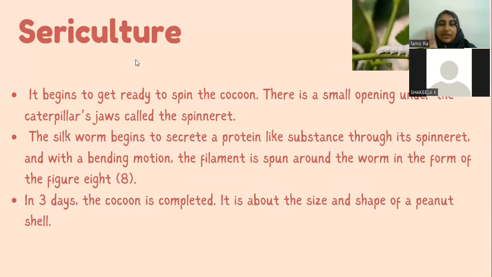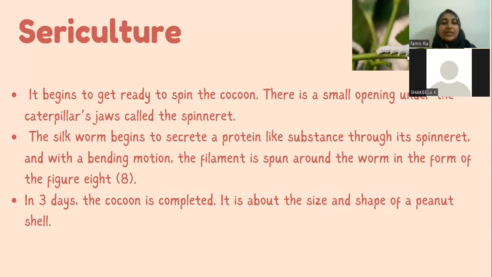When it is almost a fully grown caterpillar, it stops feeding, and then it starts to spin the cocoon. There is a small opening under the caterpillar's jaws called the spinneret. We had discussed the spinneret, right? Just like the small filaments come out from the spinneret when you make man-made fibers, in nature, in the mouth of these small caterpillars, there are spinnerets which give rise to these filamentous structures, or silk.